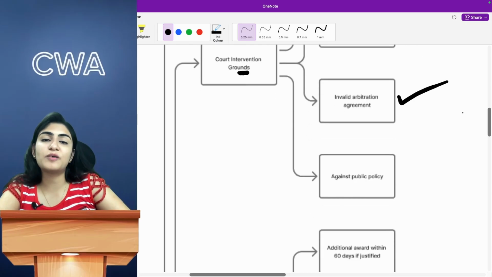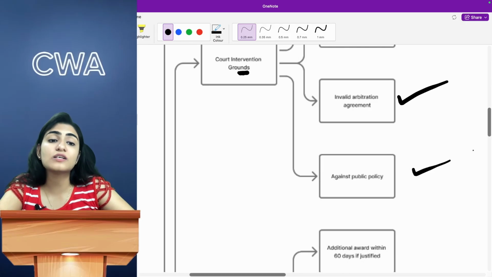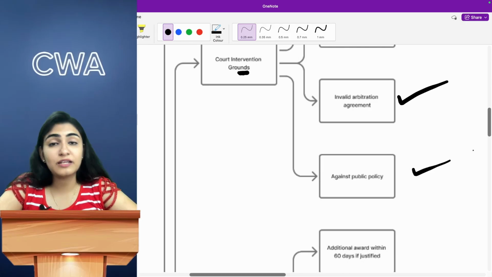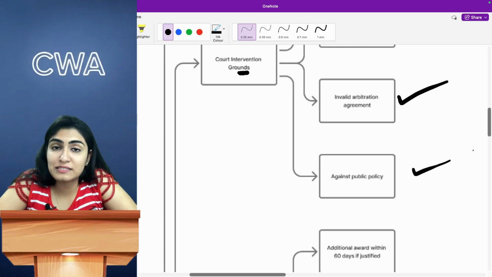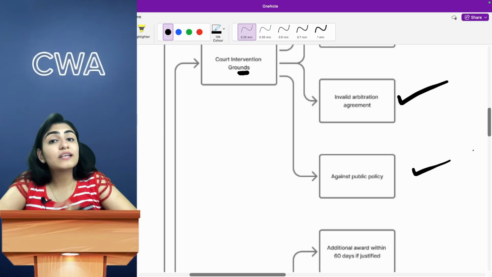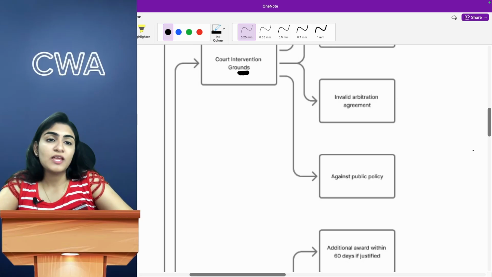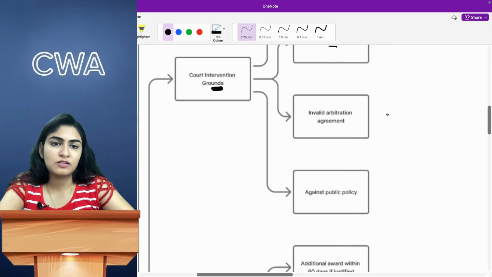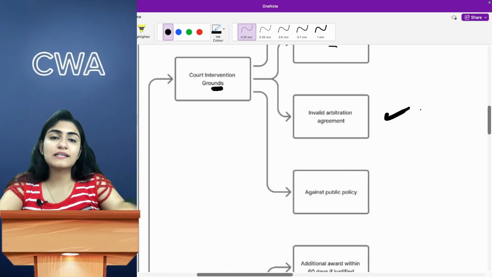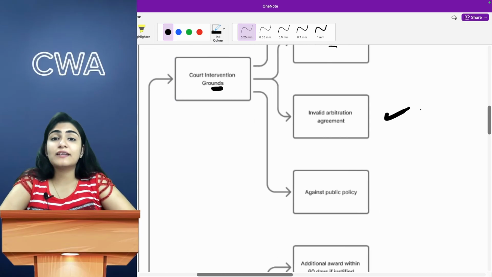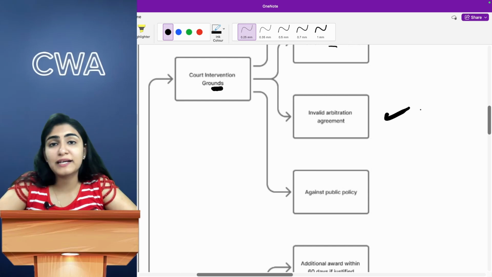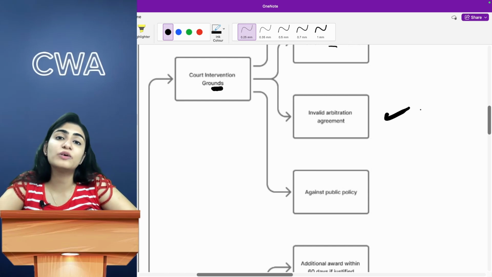And against public policy. Let's say there was an arbitration agreement and an arbitration award has been given, but that award is against public policy and might cause harm to the public at large. In that case also the court will intervene.